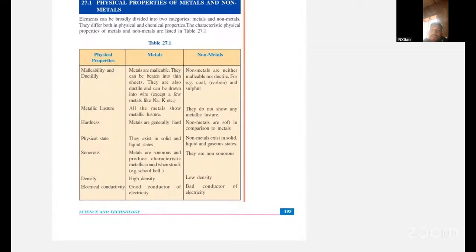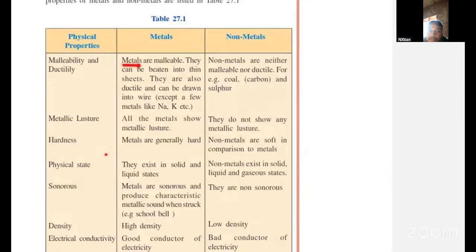So basically, don't check it. Non-metals are non-malleable. It means you can't make them into a thin sheet. What does malleable mean? Malleable means beating the substance to become a thin sheet. We have this definition. You can check that. Metals are malleable. They can be beaten into thin sheets. This is the basic meaning of malleable.